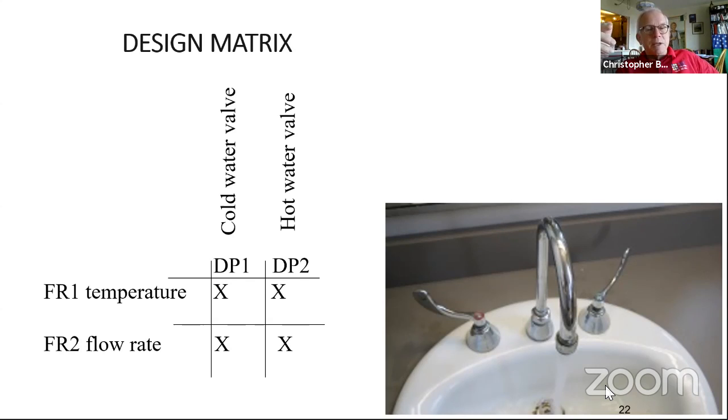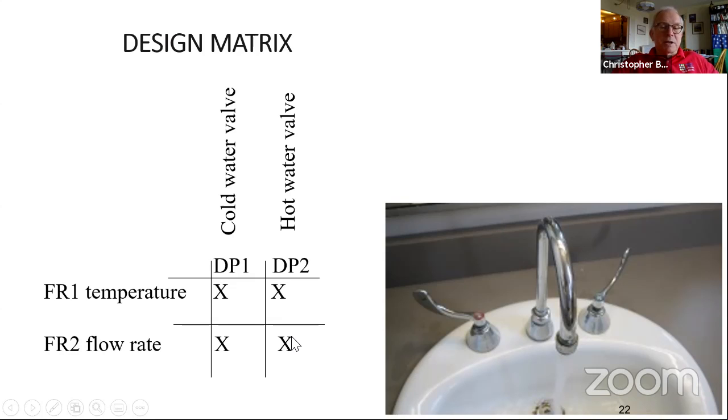And then DPs, design parameters. These are the physical solutions. All right, so we've got a cold water valve and a hot water valve. So we're taking a look at a little design matrix we're making here. So we look at DP1. If we adjust the cold water valve, we change the temperature, but we also change the flow rate. Same with the hot water valve. If we adjust that, we change the temperature and the flow rate.